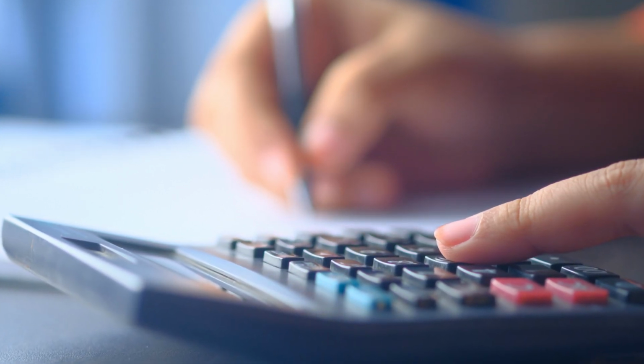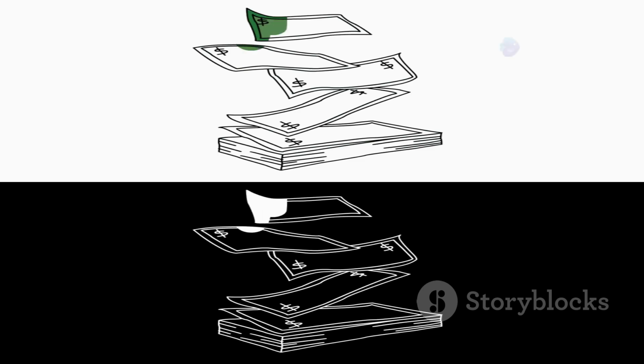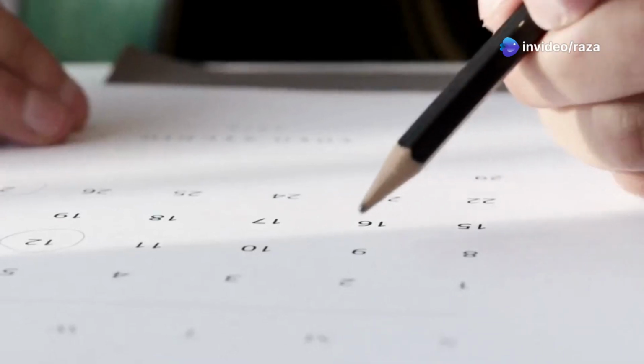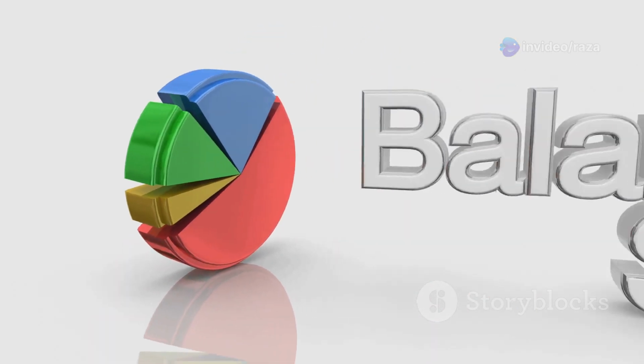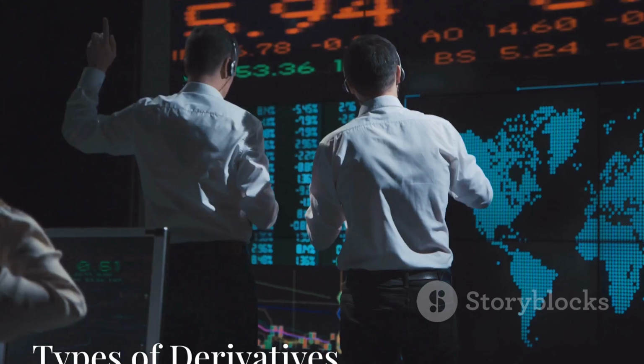Third, we have settlement. This is when the derivative ends and people exchange money. The settlement date is the day this happens. Finally, derivatives don't need much money up front. This means you can control a lot of something for a little bit of money.